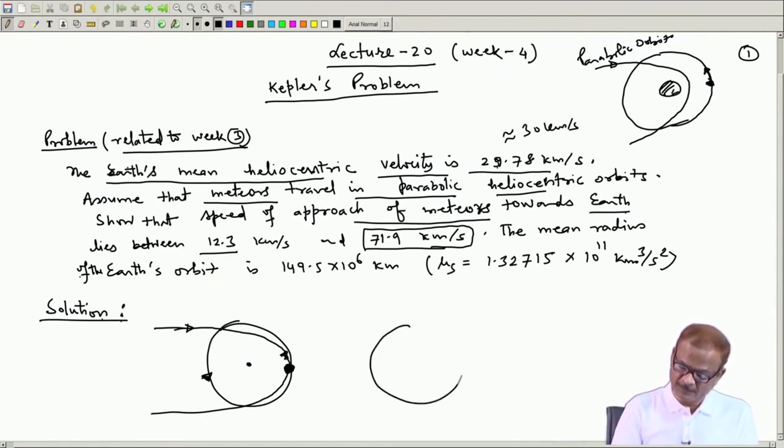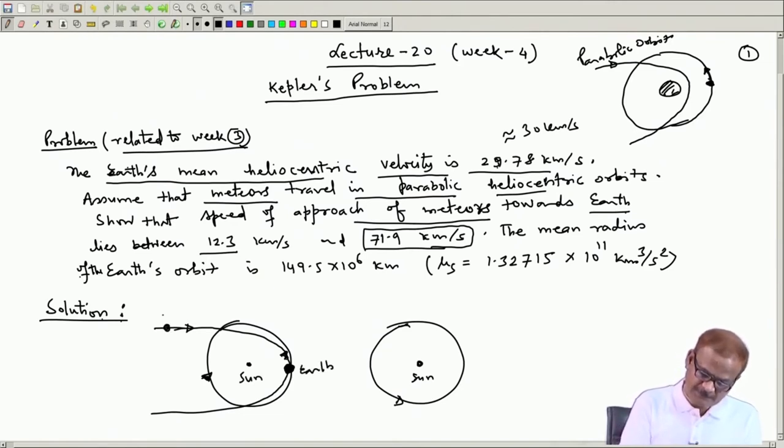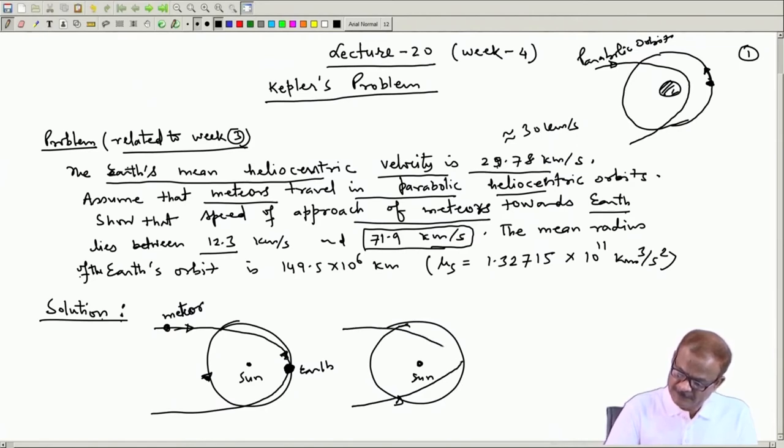On the other hand, if the Earth is going around like this, this is the sun and this is your Earth, and the meteor is coming from this side, and they are meeting here, crossing each other at this place, the Earth will go here and the meteor will also go here. So, the velocity of approach in that case will be 12.3 kilometers per second, this we have to show, and in the other case 71.9 kilometers per second.